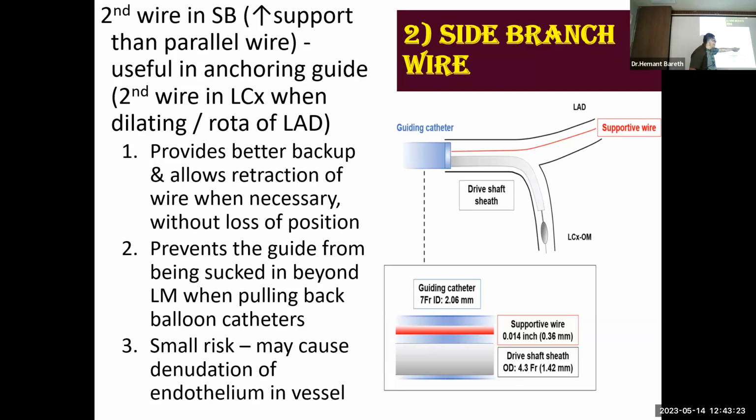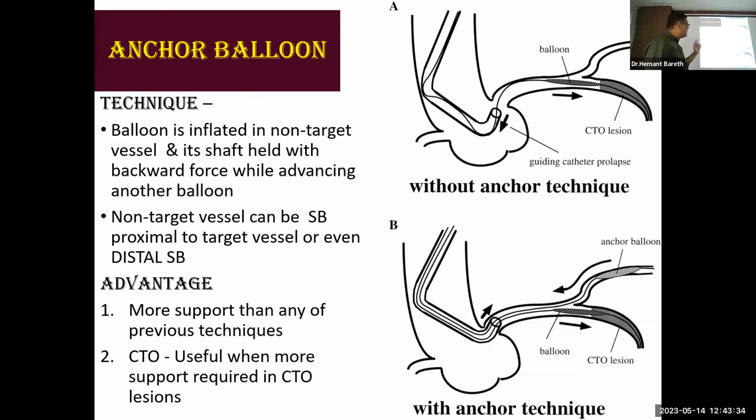And now you can do, here they are trying to do a rota. So you can do a rota. So this is a side branch wire technique. Even better support. What you can do is, see, you want to do this. And then what you do here.